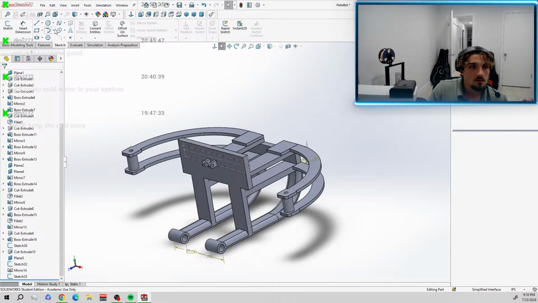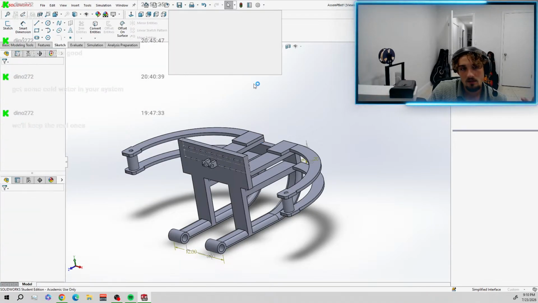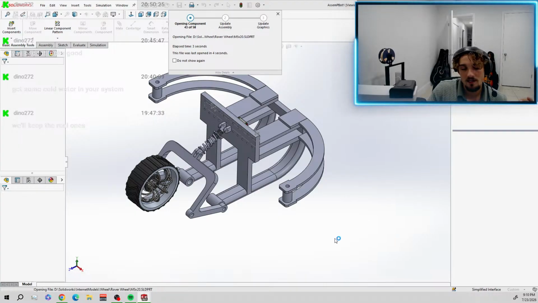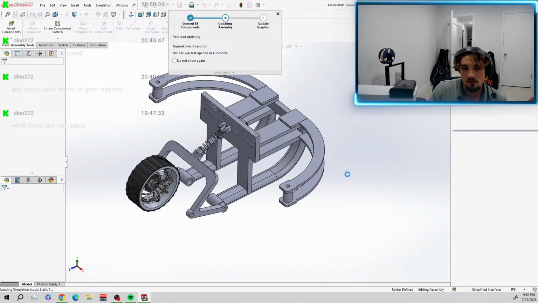We'll look at the assembly. Alright, so let's go. Open this. Open recent assembly. Alright, so this is the extent of the assembly. We have our rebuild. I don't think I changed anything, did I?